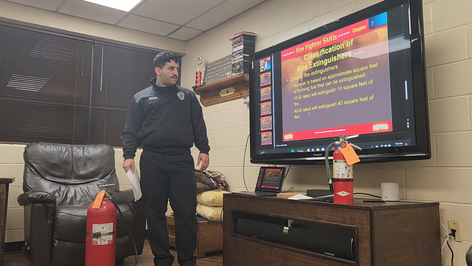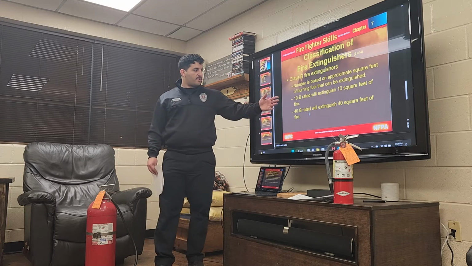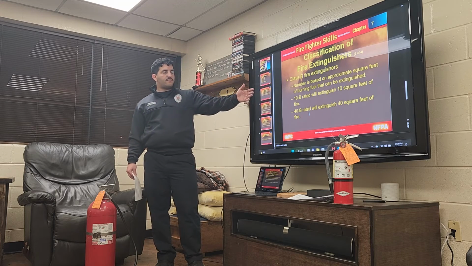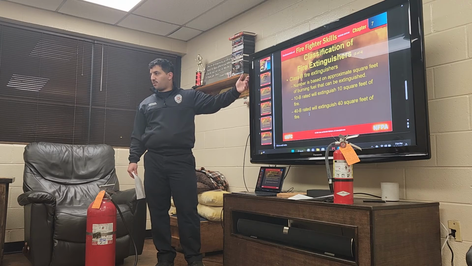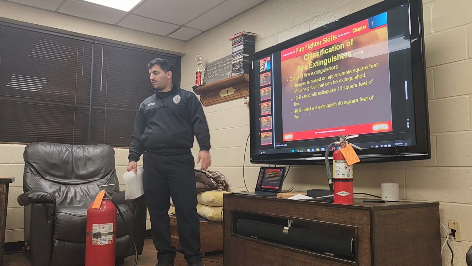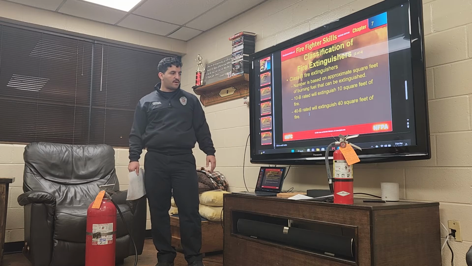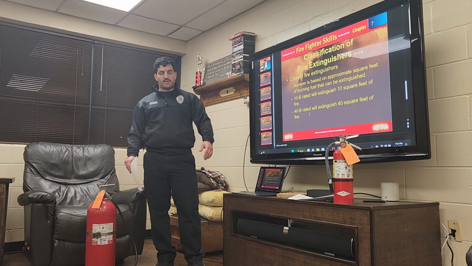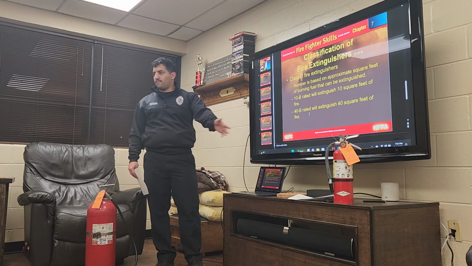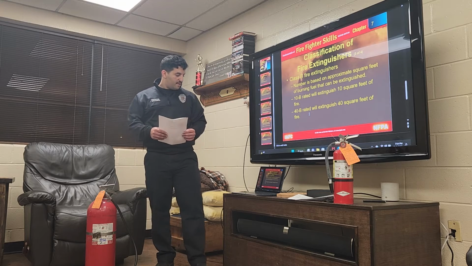So, going to the numbering system, like I said, 2B would be 20 square feet in that extinguisher that you'd be able to put out the contents of. So if there's a grass fire or something, that's how much you've got for it.